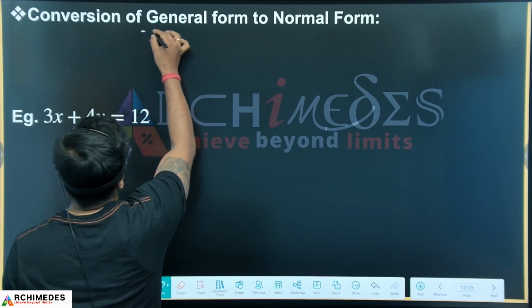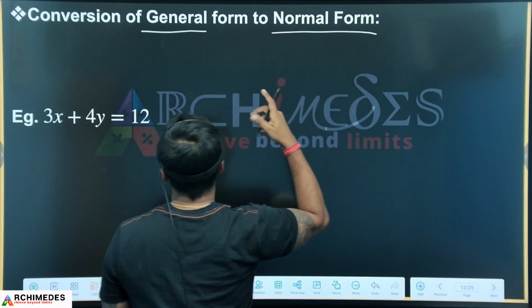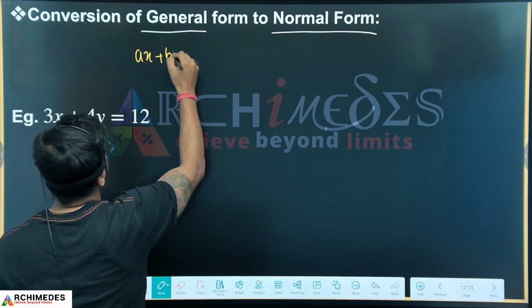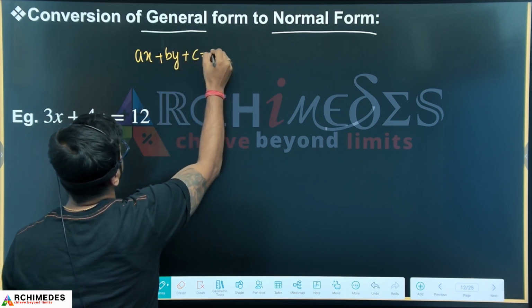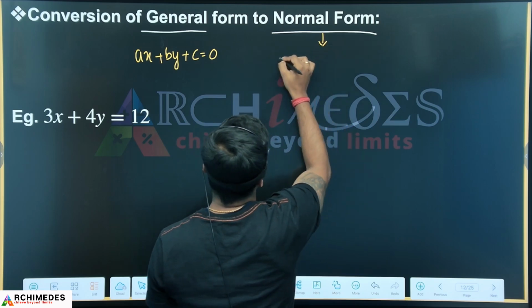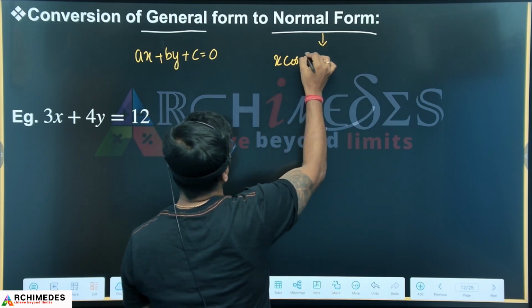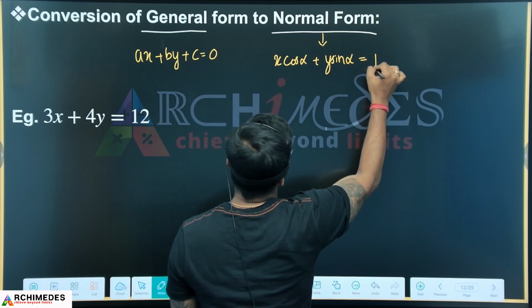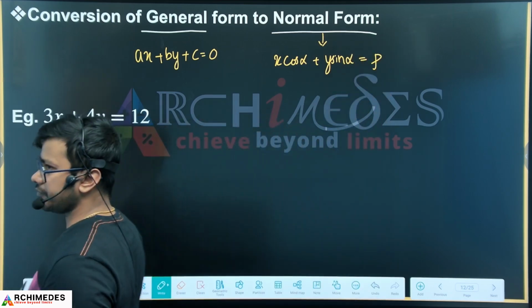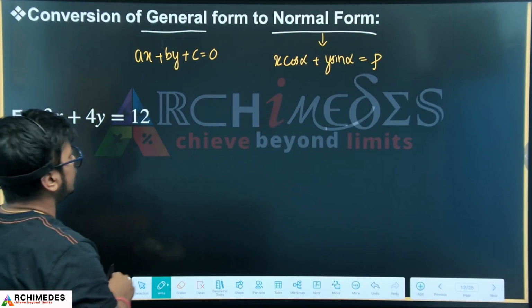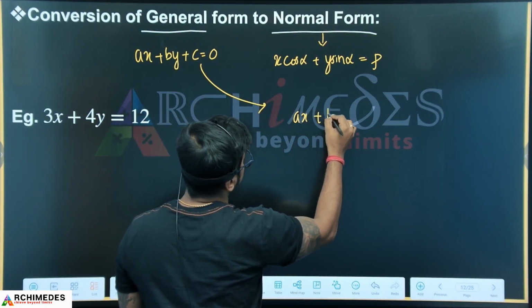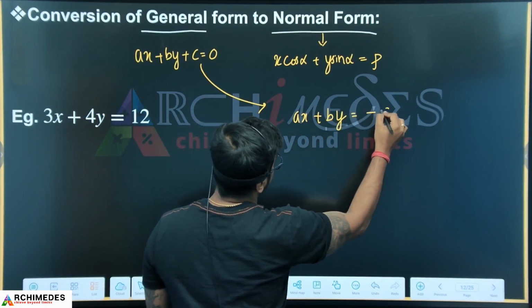Conversion of general to normal form. Now this is a little different. The general form is ax plus by plus c equals 0, whereas the normal form is x cos alpha plus y sin alpha equals p. You cannot directly convert this to cos alpha form, but whenever this type of form is given, first make ax plus by on one side and the constant term on the other side, that is, minus c.